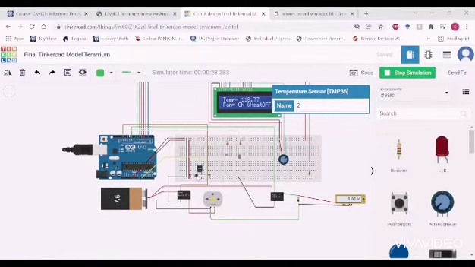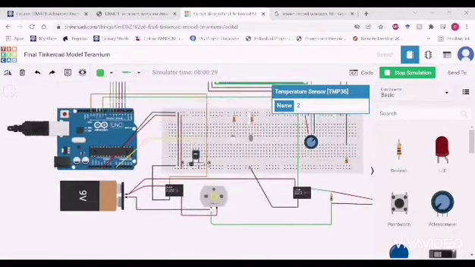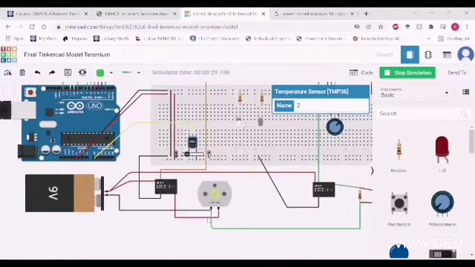And if the temperature is turned to 118 degrees, for example, the fan will turn on, which is represented by this DC motor as well as the LED. And as you can see, it is turning right now.